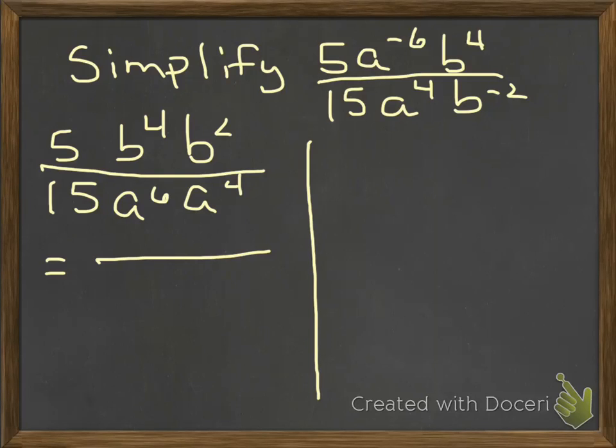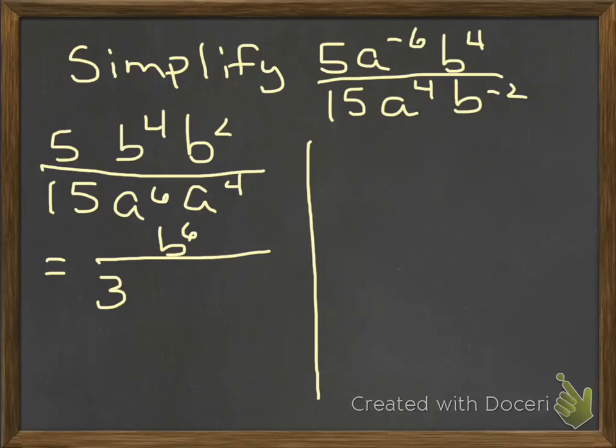5 over 15 reduces to 1/3. That hasn't changed. I saw a couple of tens or the equivalent number. Fractions still reduce in the same way. It's only the exponents that you would apply a subtraction rule to. But here it's b to the fourth times b squared. That's b to the sixth.